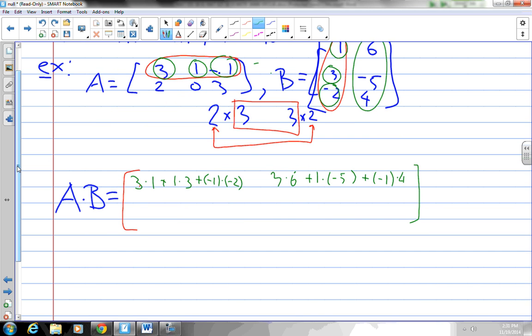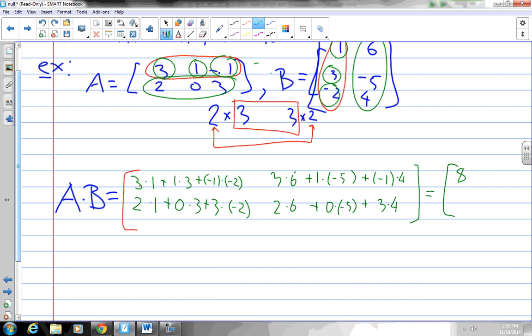Well, then guess what? For the next one, we'll be multiplying the second row with the first column and then the second row with the second column to get the bottom two. So it'll be 2 times 1 plus 0 times 3 plus 3 times -2, and then 2 times 6 plus 0 times -5 plus 3 times 4. Right? So if I compute that, this is 3, 3, and a 2. 3 plus 3 plus 2 is 8.